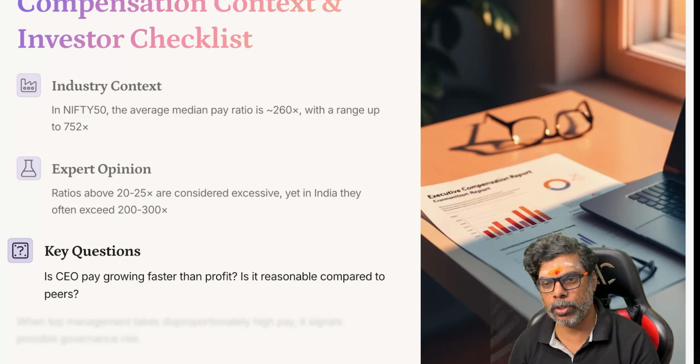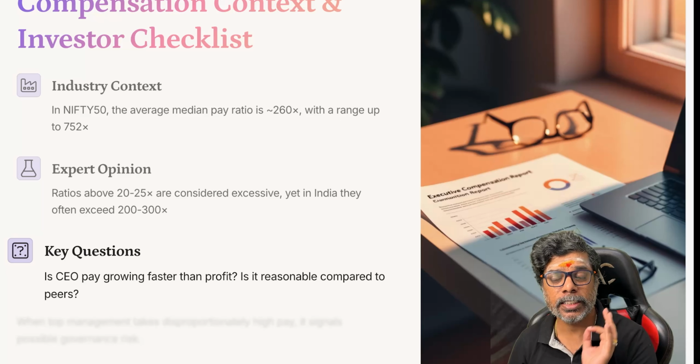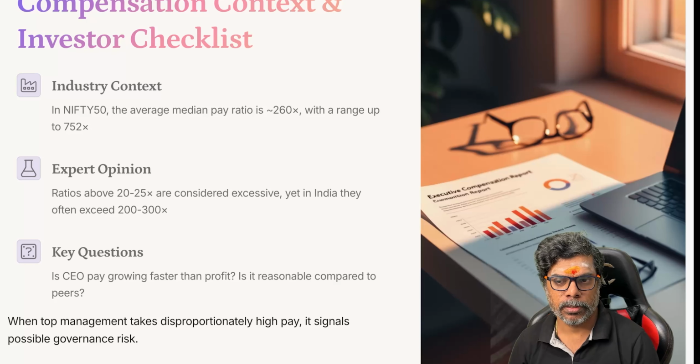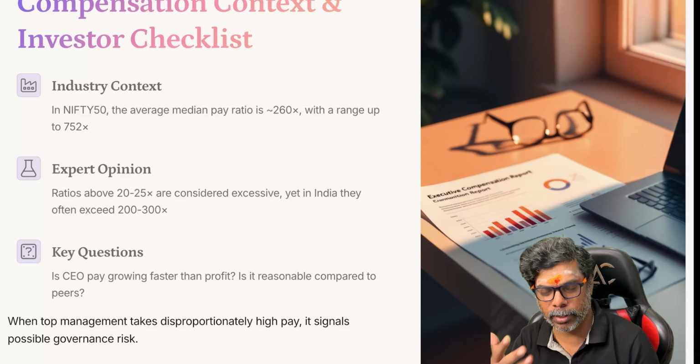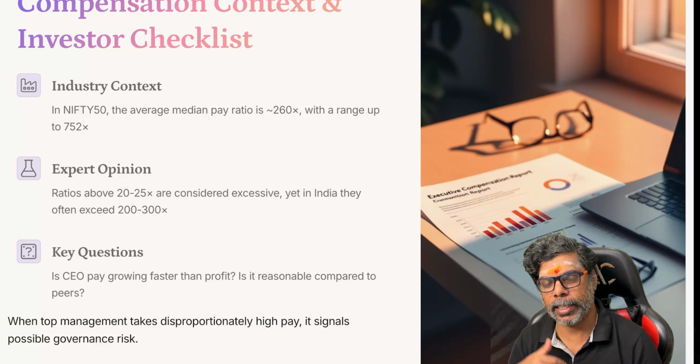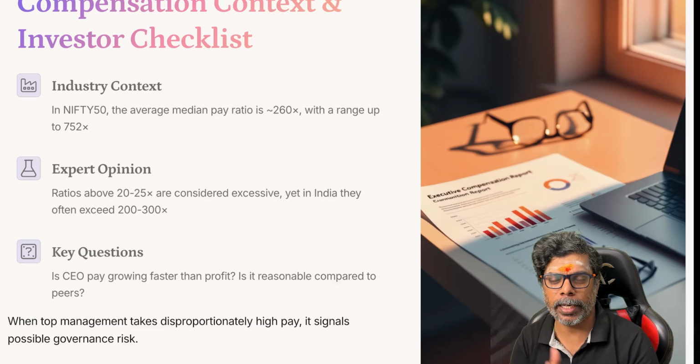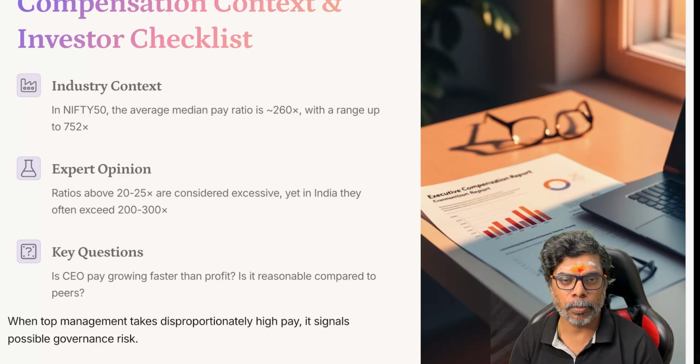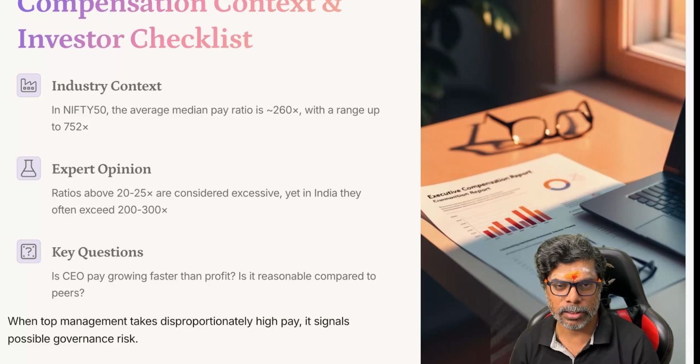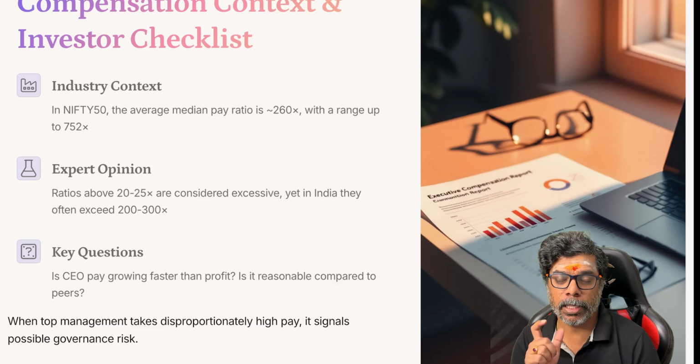So the key question you need to ask is: is CEO pay growing faster than profit? Is it reasonable compared to peers? When top management is getting more salary, there will be a disparity between the C-level and the employees. That will create noise, right? That means they are not taking care of the employees properly, and it might be a signal of governance risk.